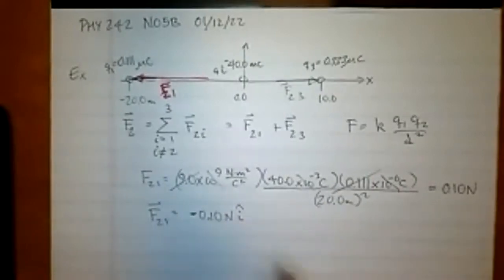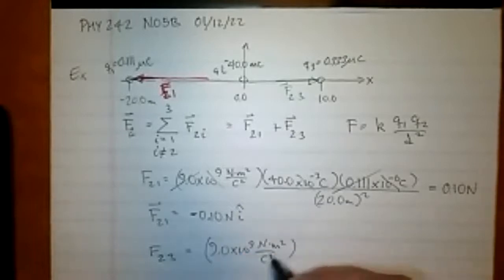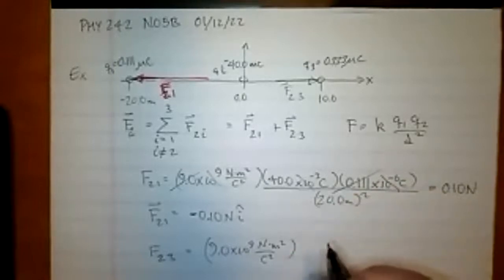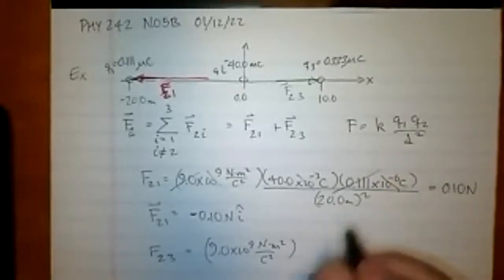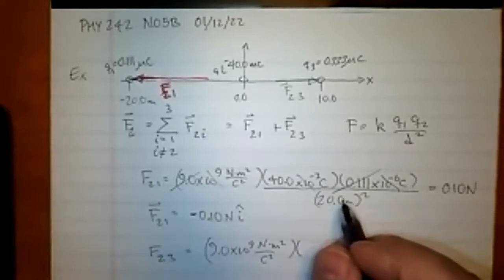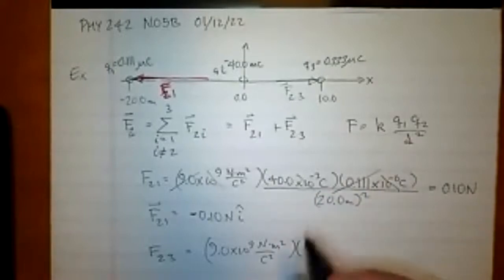All right, now I'm going to do the same thing for F23. That's going to be 9.0 times 10 to the 9th newtons meters squared per Coulomb squared. I would write those units like this every time until you're really, really comfortable with it. And I would really try to do it on tests just to keep you from making careless mistakes. Like sometimes you'll calculate the electric field and the units will come out as newtons because you used the wrong formula. But if you were paying attention to the units, you would have caught that.